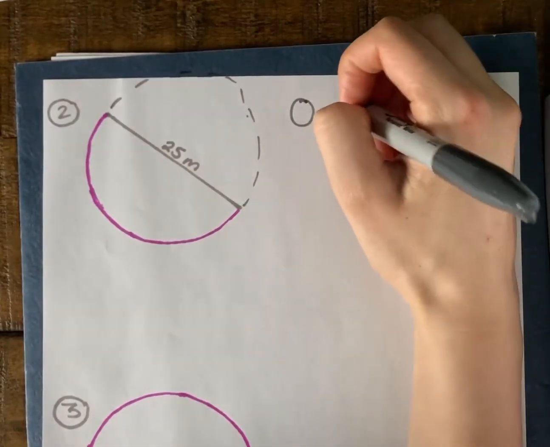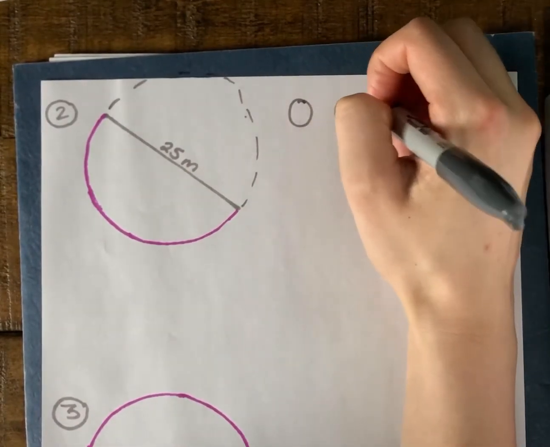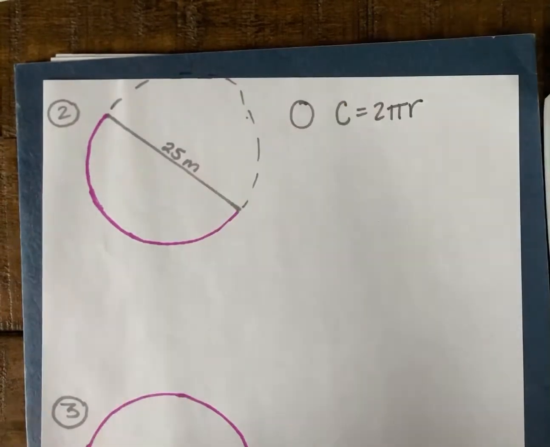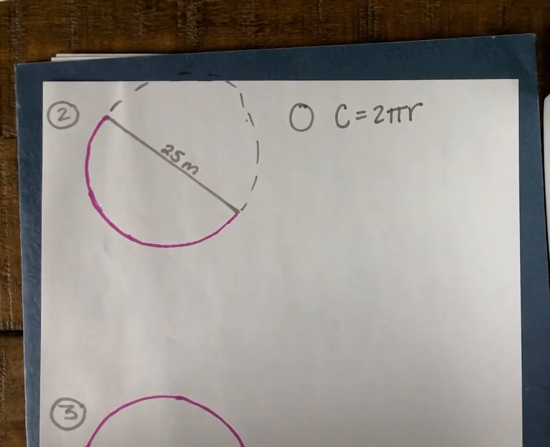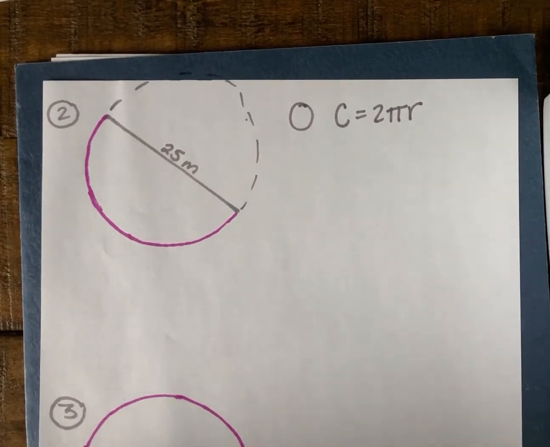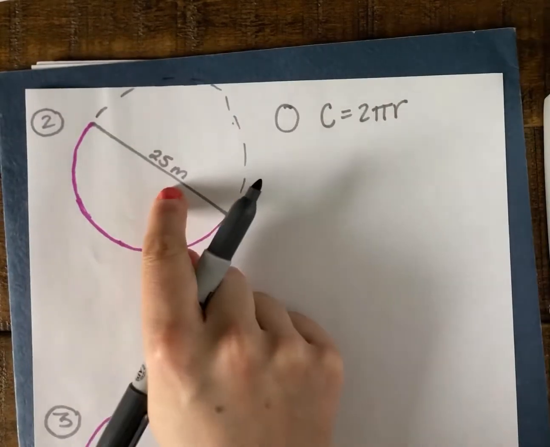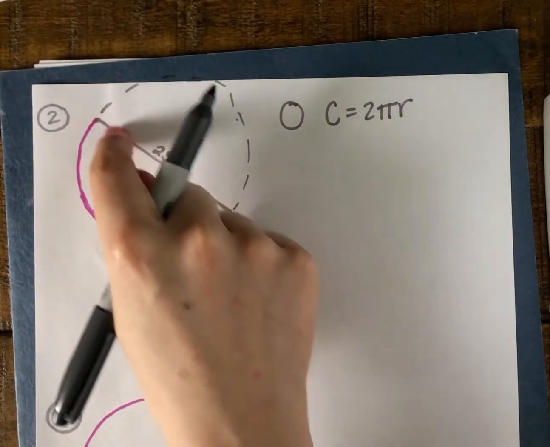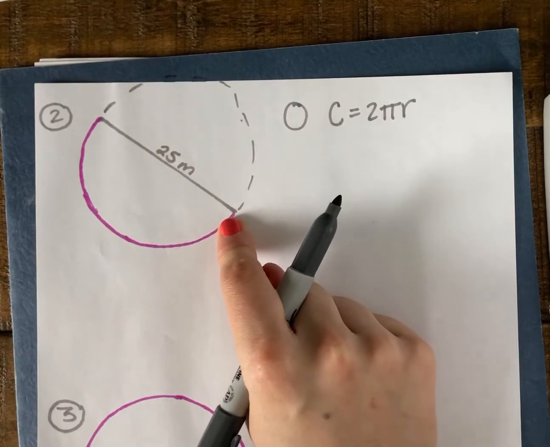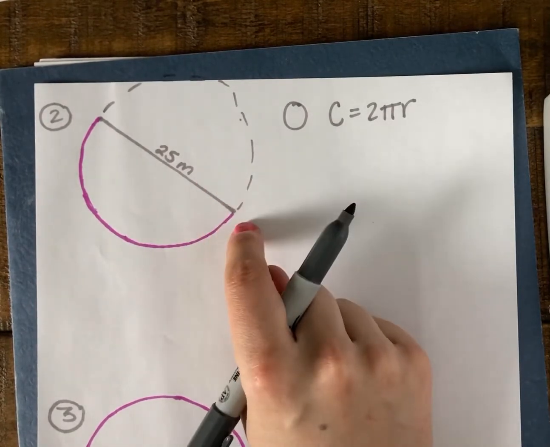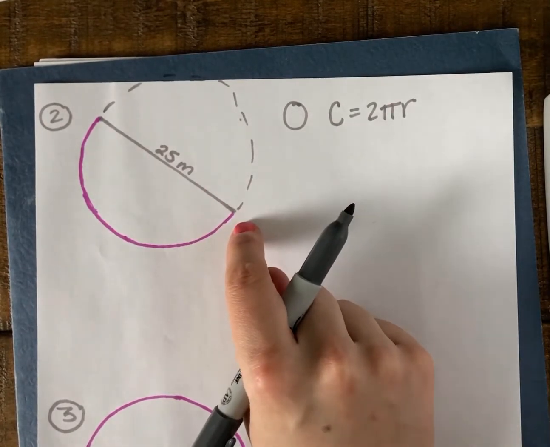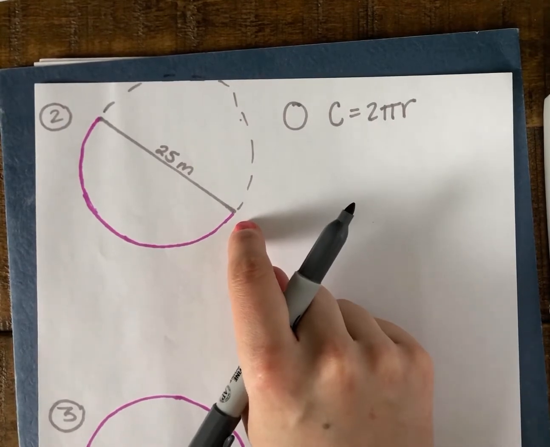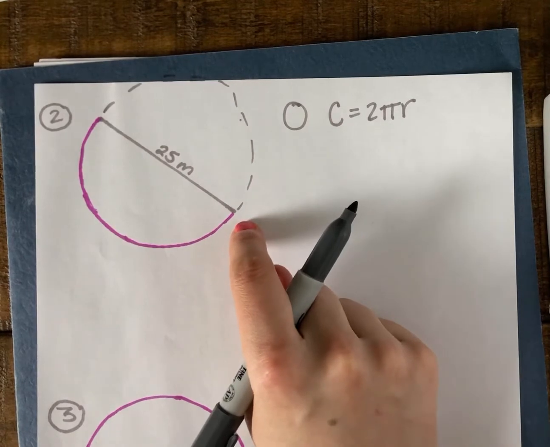So the formula for circumference is circumference equals 2 pi r. And I'll look at my picture and I'll think, okay, well, they didn't mark a radius here. They didn't show me from the center of the circle out. They showed me that this line going all the way across, my diameter, is 25 meters. So I can think about how a diameter relates to a radius, and it's twice the radius.